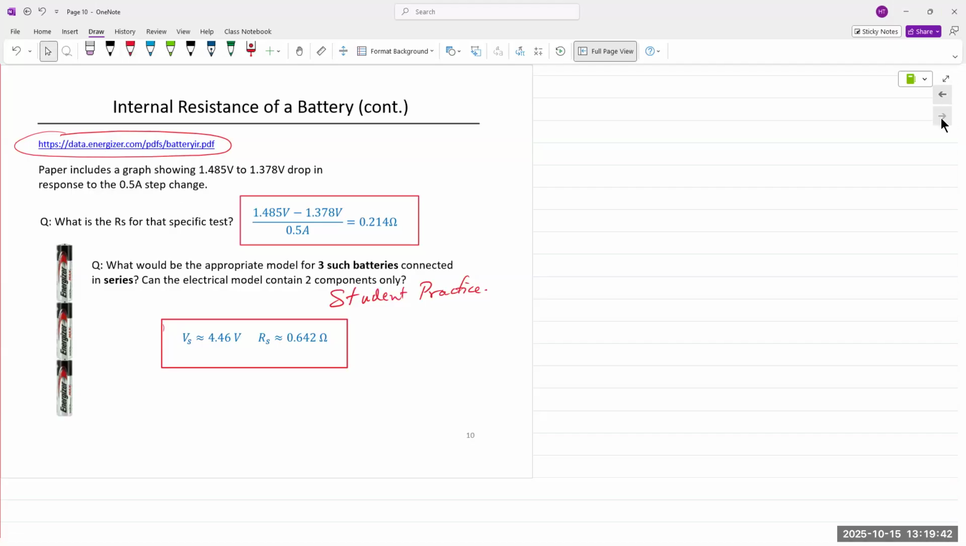Okay. So then let's get to the important topic of Thevenin and Norton.